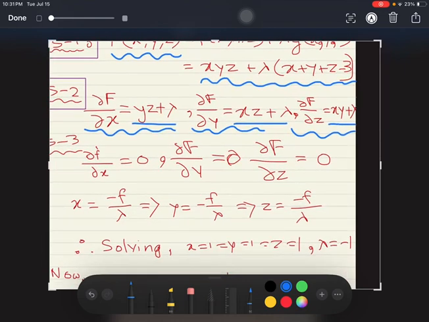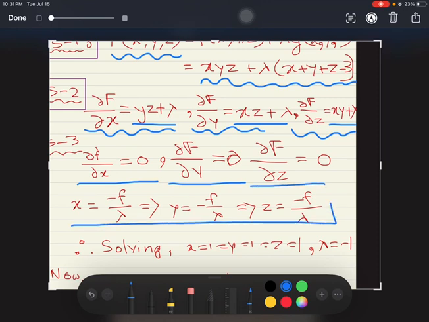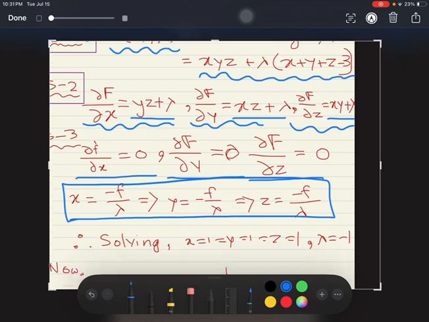So in the third step, we have solved the four equations, with df by dx is equal to 0, df by dy is equal to 0 and df by dz is equal to 0. So we have solved these equations, and we got the value x is equal to minus f by lambda, y is equal to minus f by lambda, and z is equal to minus f by lambda. We can solve this value of x, y, z through various methods.